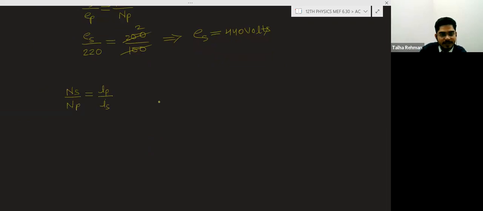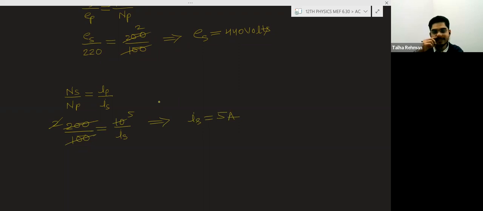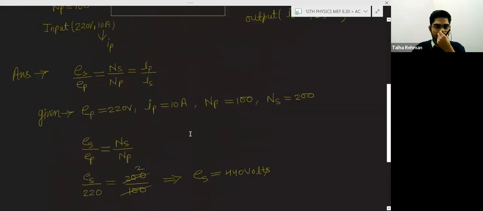Number of turns in the secondary winding 200, number of turns in the primary winding 100, current in the primary winding is 10 ampere, current in the secondary we want. This is 2 and this is 2, 5 twos are 10. So the current in the secondary winding is equal to 5 ampere.